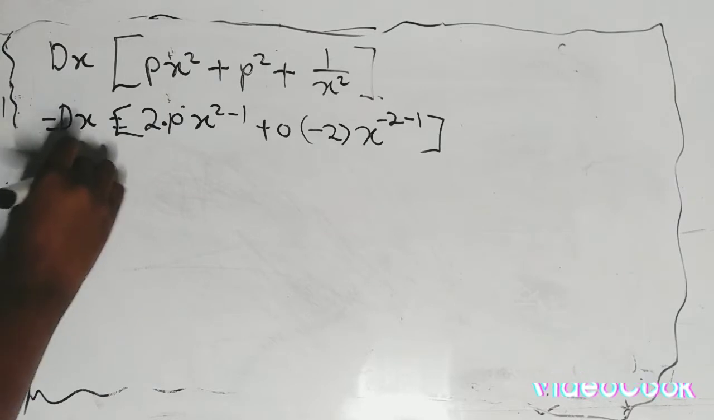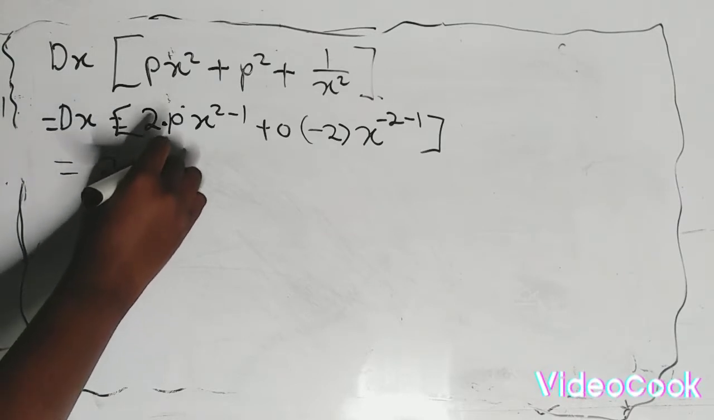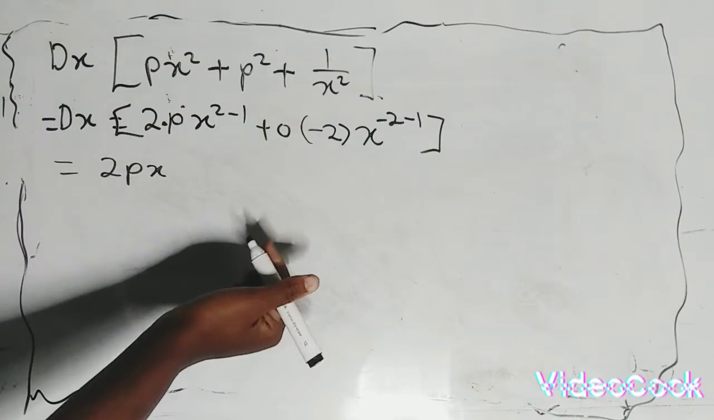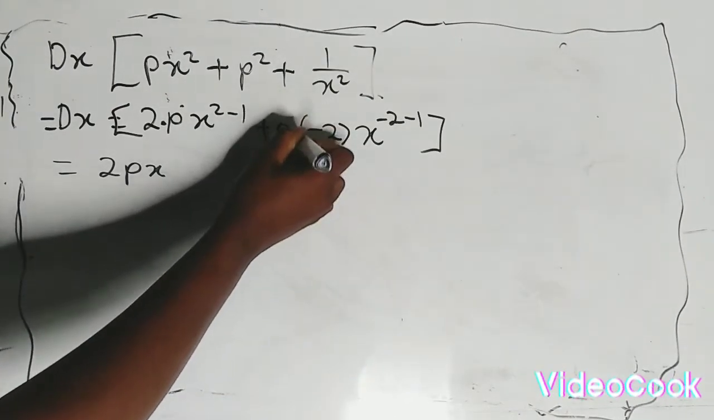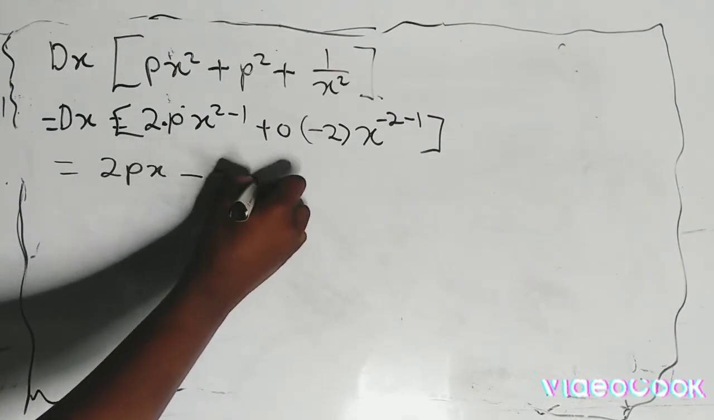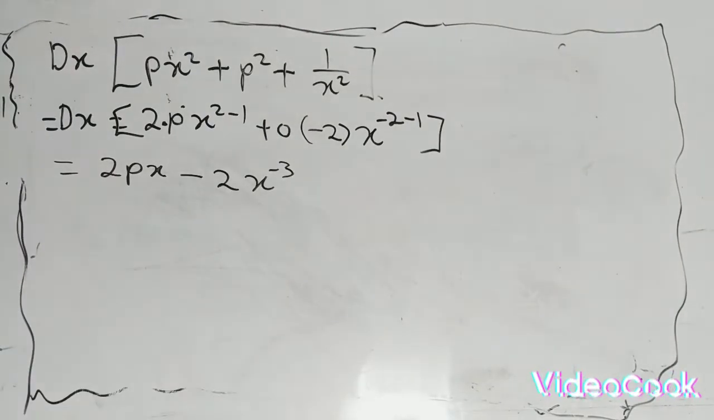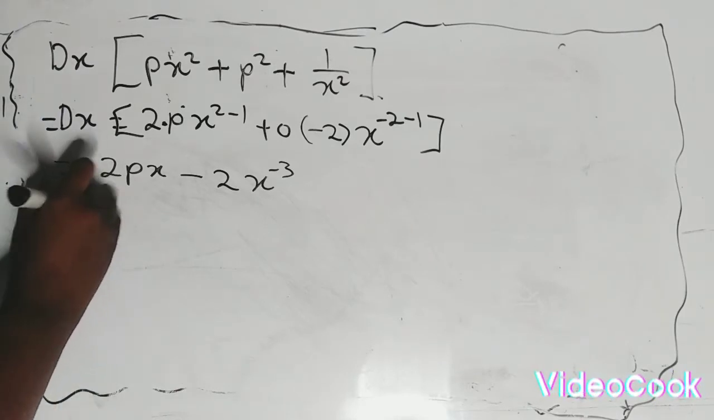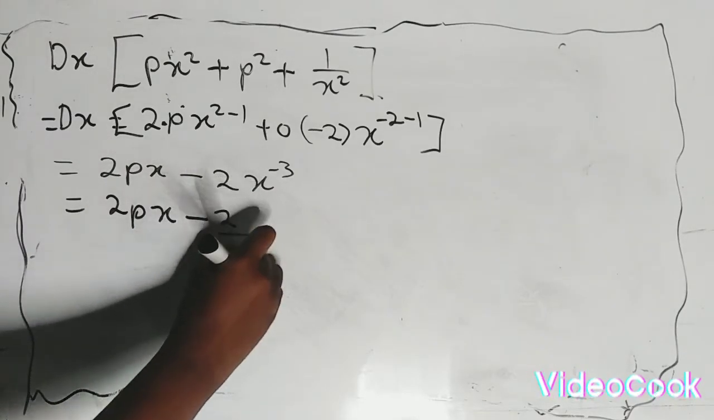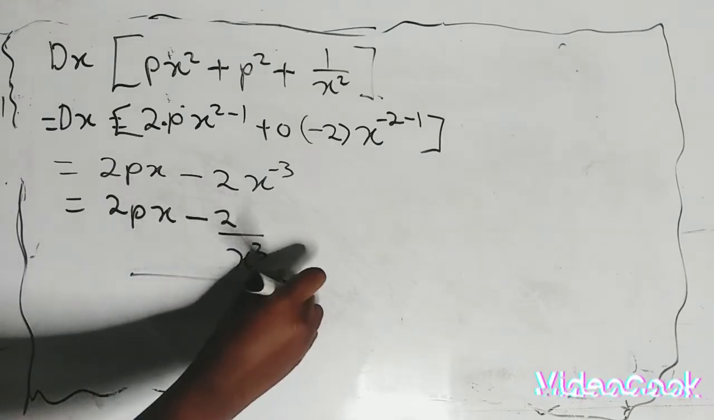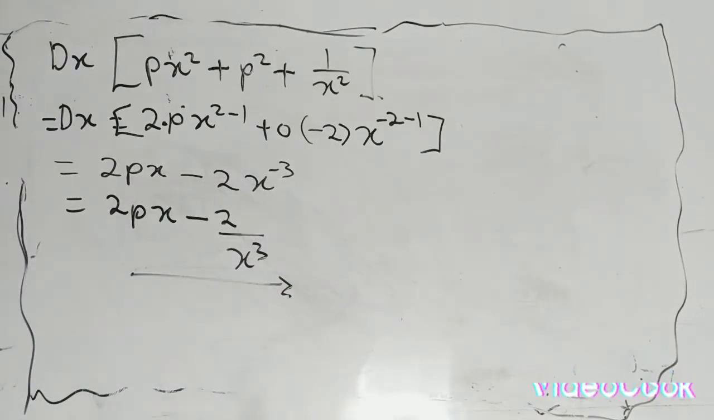So this then simplifies to be 2px, because 2 minus 1 is just x, 2px plus 0 doesn't change anything, and then minus 2x to the power minus 3, because minus 2 minus 1 is minus 3. So our final solution here is going to be 2px minus 2 over x to the power 3. I just took my x to the power negative 3 to be the denominator, and it's going to be x to the power 3, like that, okay?